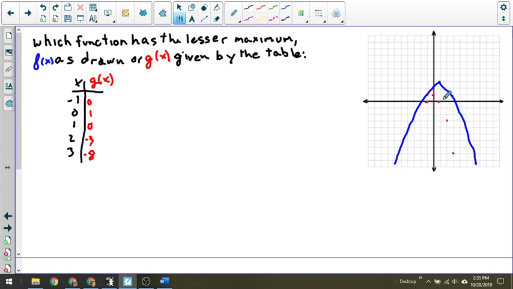So now I know enough about parabolas and what they do that I can draw this one somewhat close to what it looks like. I've got an idea of how the maximums occur. This one has a higher maximum. This one has a lesser maximum. It wants to know which one has the lesser maximum. So in this one, the lesser maximum is the red one. It is g of x.